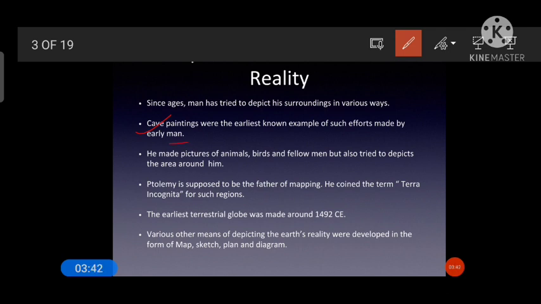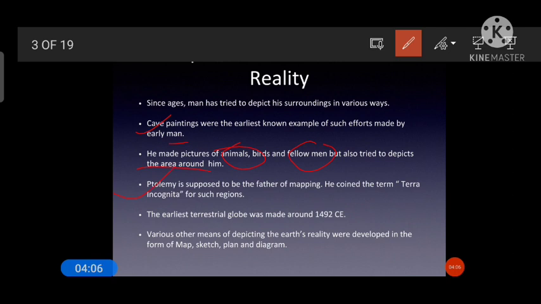Initially they started making pictures of animals, birds and their fellow men, and also tried to depict their surroundings or the nearby areas. Okay, they used to draw pictures of all these elements on the walls of the caves. Now this is important to note.